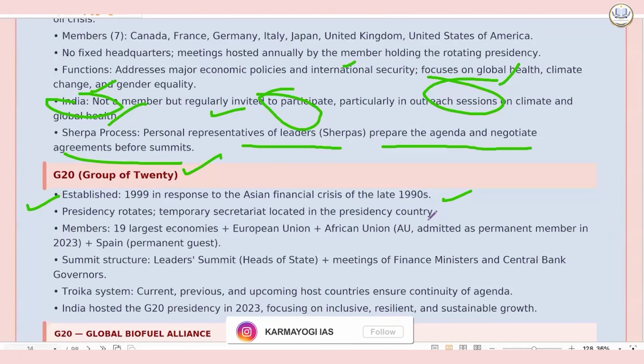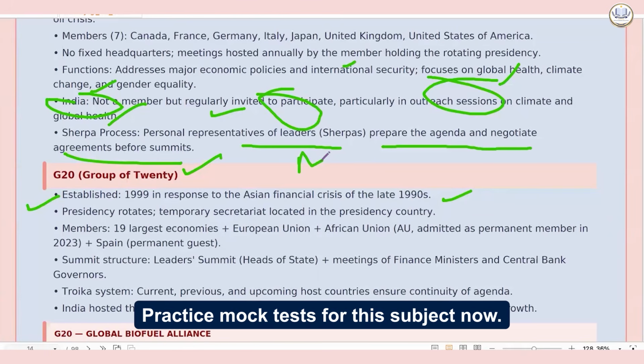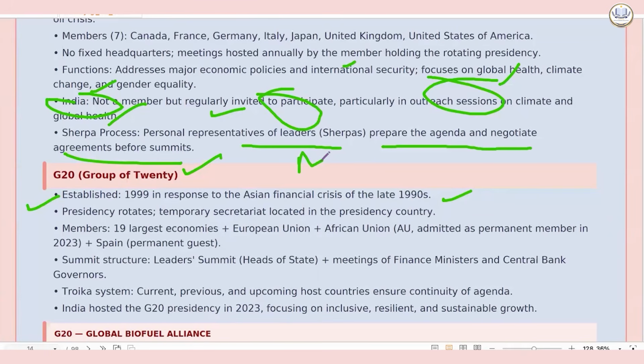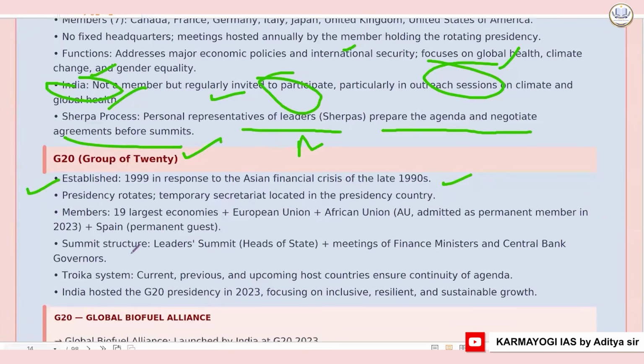Okay, these are the countries because previously it has been asked. I'm repeating again: Argentina, Australia, Brazil, Canada, China, France, Germany, India, Indonesia, Italy, Japan, Mexico, Russia, Saudi Arabia, South Africa, South Korea, Turkey, UK, and the USA.